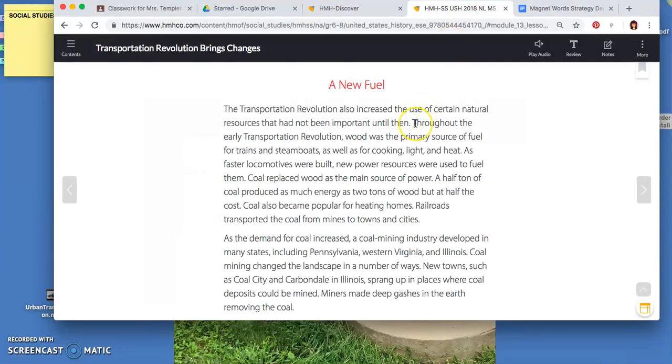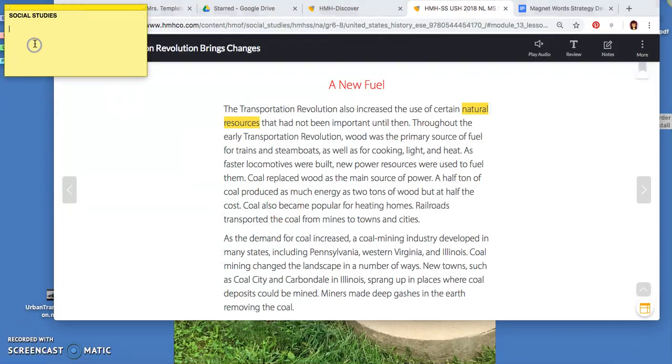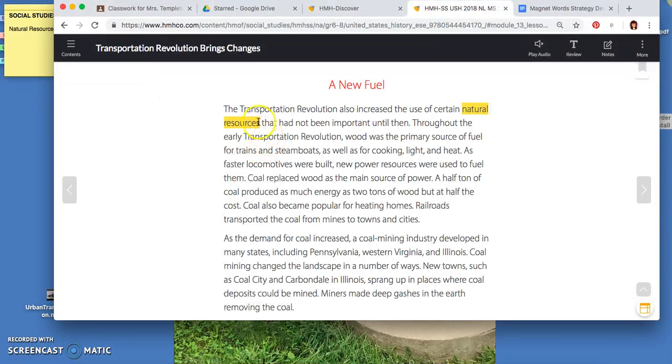So I'm going to go back to my reading, and I'm going to reread it to myself. And I'm going to think, natural resources. And since I'm using my online textbook, I'm going to highlight that. And then I'm going to write it in this Post-it note over here so I can be on a different screen later. If you're reading on an actual piece of paper, it's probably a good idea to underline or highlight.